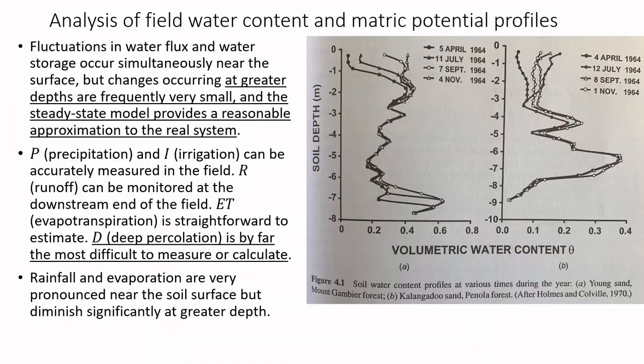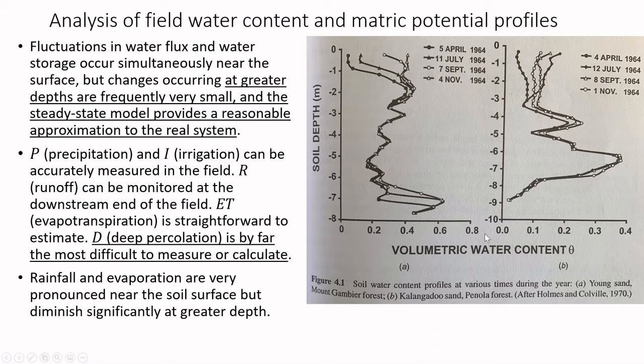Okay, so this slide shows the analysis of field water content and matric potential profile. You can look at these two graphs here. The y-axis is soil depth. So 0 is the soil surface. If we move 1 meter downward into the soil, we have -1 meter, all the way to 8 meters. So they measured the volumetric water content, or soil moisture content, up to the depth of 8 meters into the soil, from the surface to the depth of 8 meters.